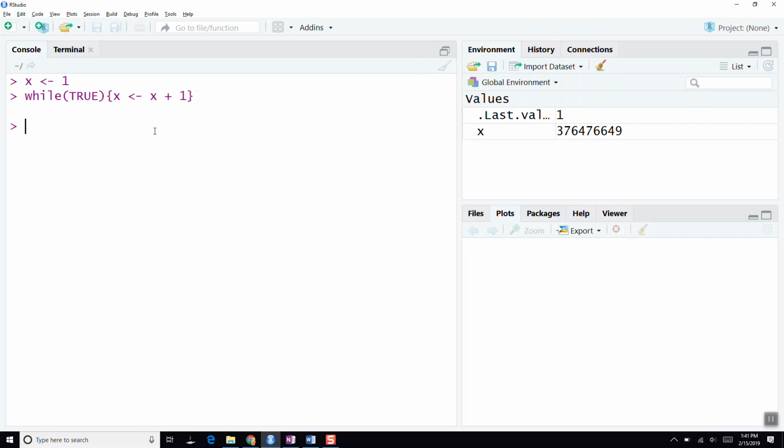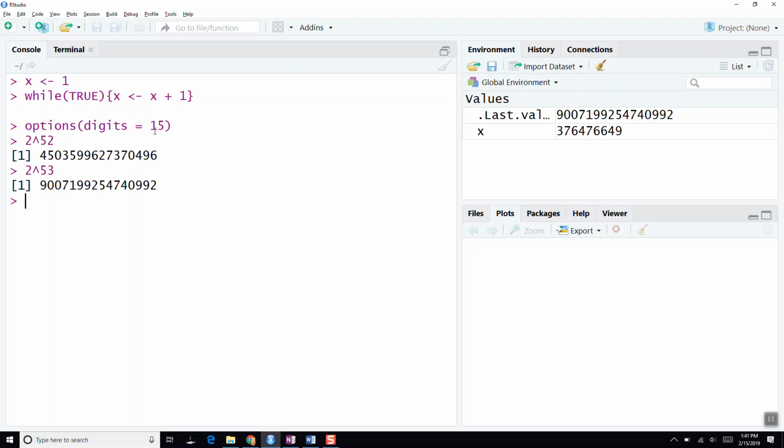Okay, let me just show you. Let me do options, digits equals 15, okay, and just see, is it 2 to the 53? Okay.